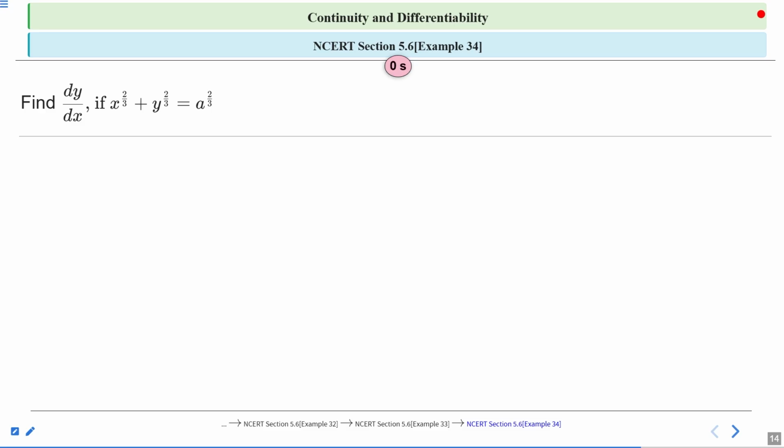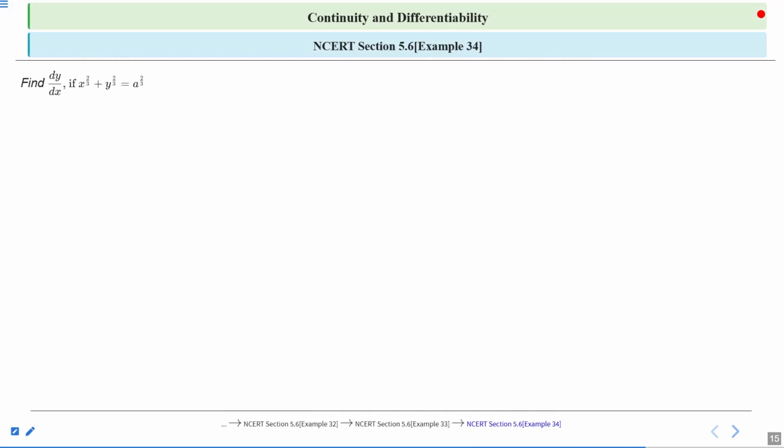Okay, let us see the solution part. Find dy by dx if x to the power 2 by 3 plus y to the power 2 by 3 is equal to a to the power 2 by 3. So the answer will be minus of cube root of y by x. Let us see what we can do.